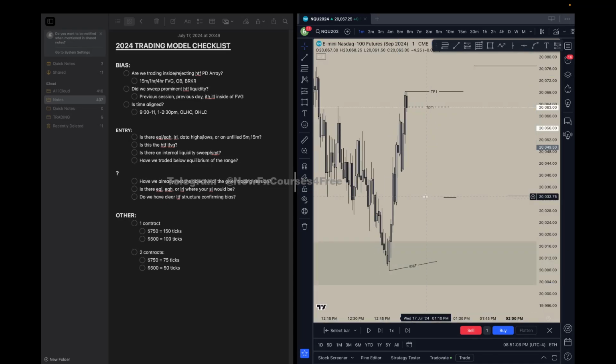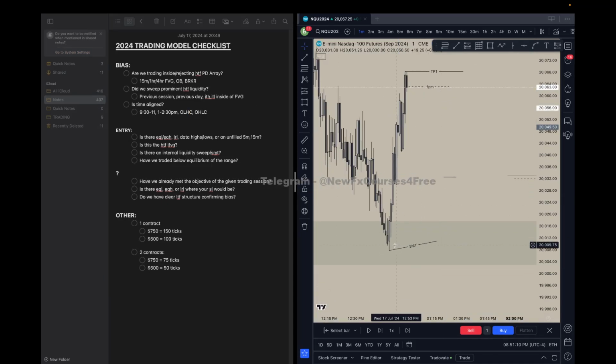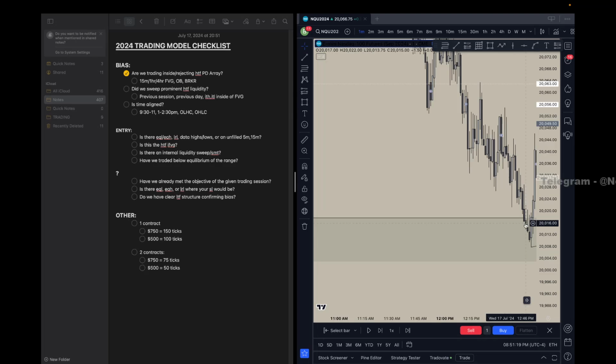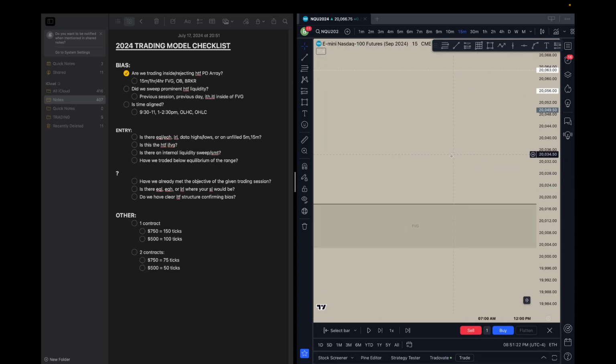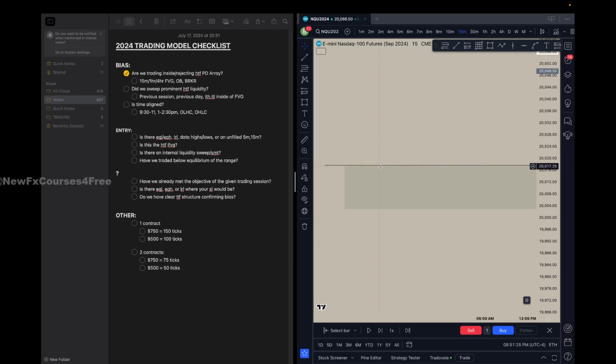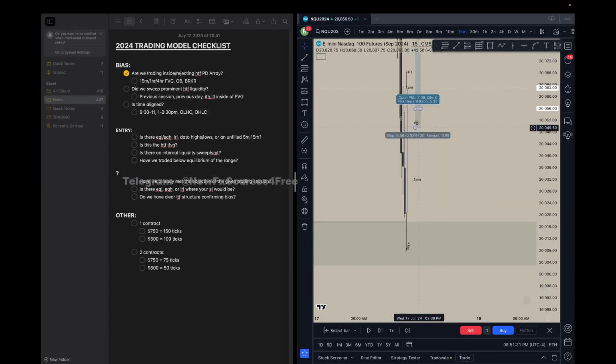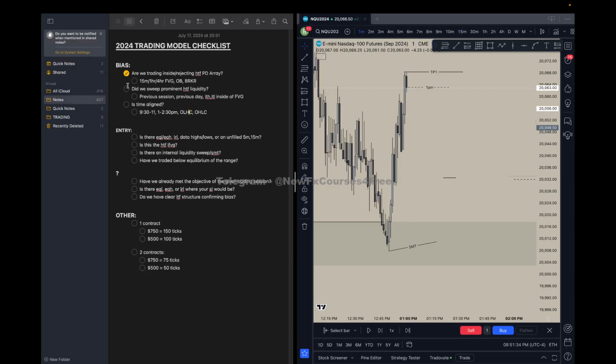First thing I want to know: are we trading inside of a higher time frame PD array, or are we rejecting it? Yes, we are rejecting this hourly. Check your marker. Did we sweep higher time frame prominent liquidity? Yes, we did. That 15-minute low inside of the fair value gap. It's pretty higher time frame liquidity. Also, I would be waiting for internal here. So this is an intermediate low inside of fair value gap. That's one. Is time aligned? Yes, it is currently 1 p.m. and I'm looking for an open low, which is happening right here. All right, so that's bias.